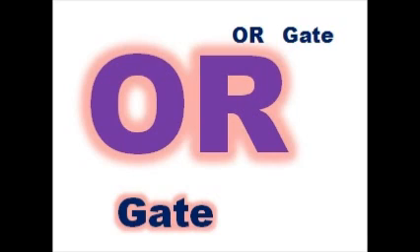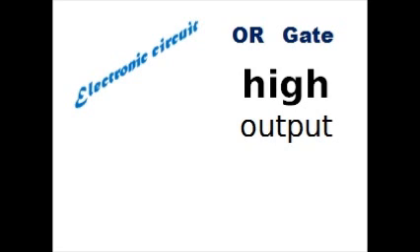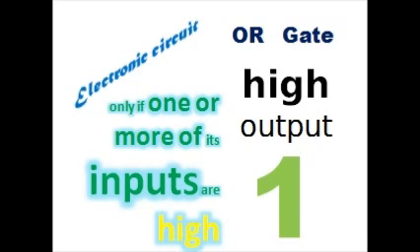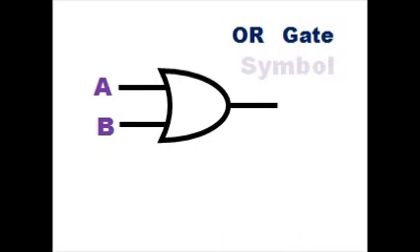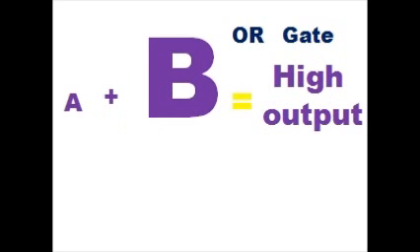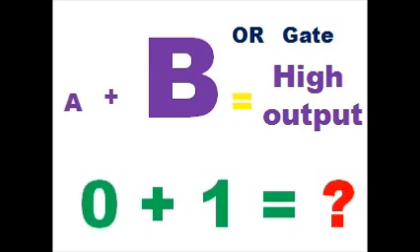How about the OR gate? The OR gate is a logic electronic circuit gate that will give you a high output of 1 when one or more of its inputs are high. And the symbol is as shown. 2 inputs will give an output of A plus B. A plus B high output.